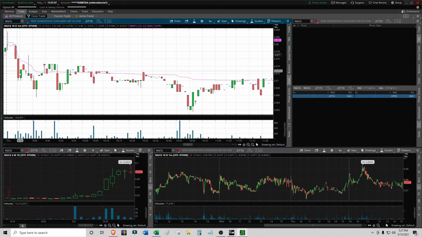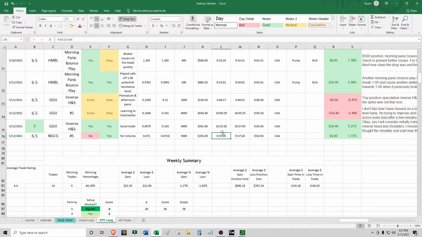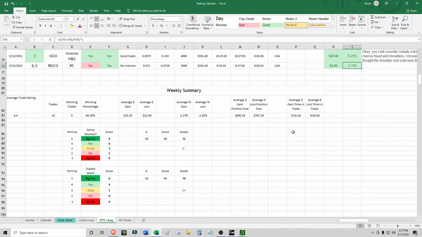So yeah, that was a setup right here. Again, I bought here and then I sold here for a tiny profit, tiny position size, because I knew it was a bit illiquid. And I did overall okay. So I pretty much finished it right here. I need to work on holding trades longer.